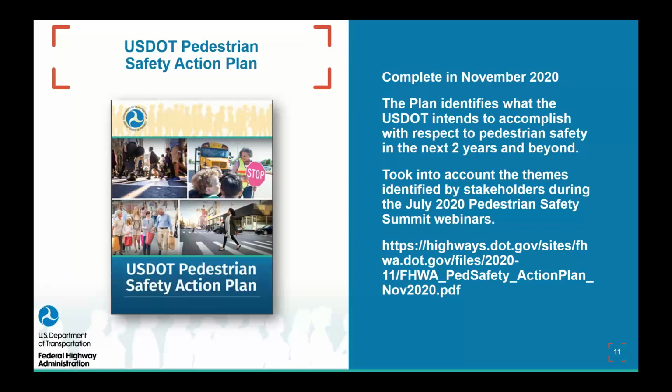So basically, this action plan tells what the entire U.S. Department of Transportation, of which Federal Highway Administration is one agency, intends to accomplish with respect to pedestrian safety in the next 2 years. And we did take into account the themes identified by our stakeholders during those summit webinars, and that's incorporated in here as well. And there's a link there to how you can find the document to view.